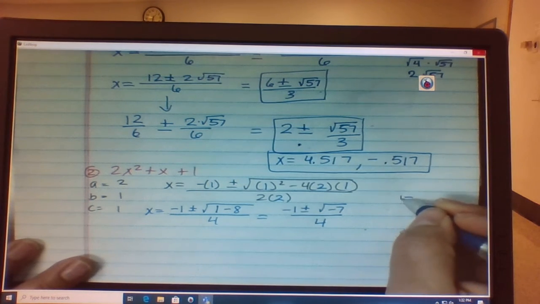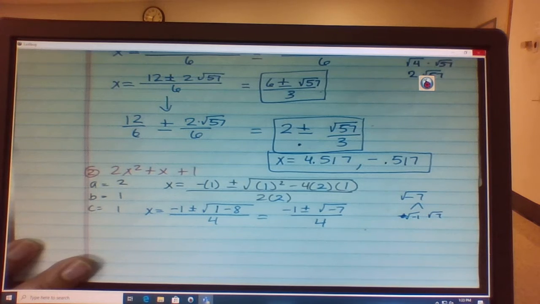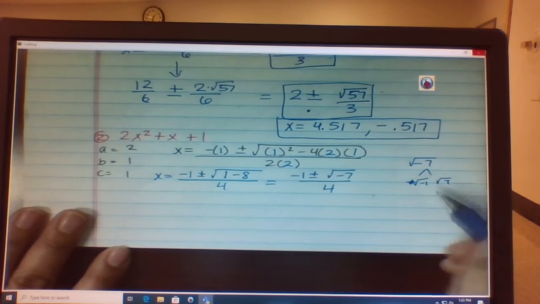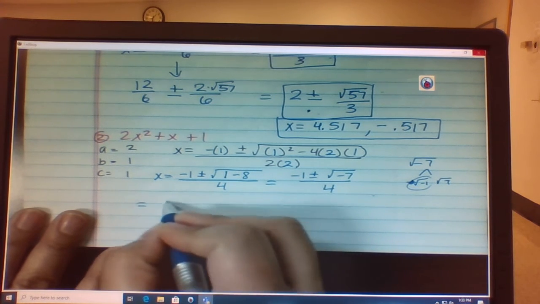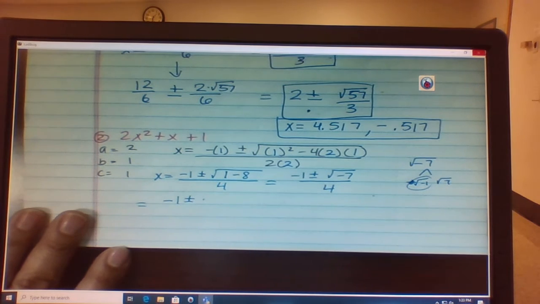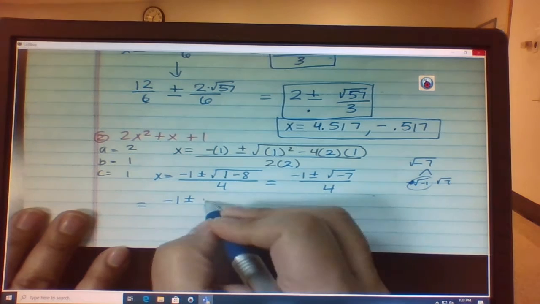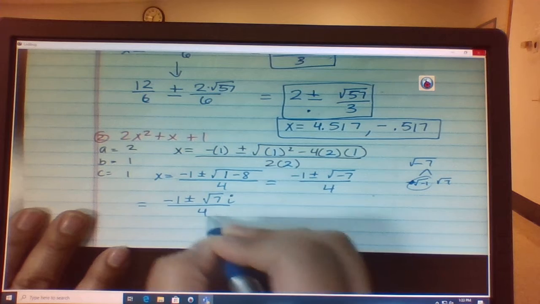And can you take the square root of a negative 7? Square root of a negative 7 is like having the square root of a negative 1 times the square root of 7, and 7 cannot be broken down anymore. But we said anytime you have the square root of negative 1, it becomes i. So this is going to become negative 1 plus minus. Do y'all like writing the i in the front or in the back? In the back. Okay. Square root of 7, and the i goes outside, over 4.